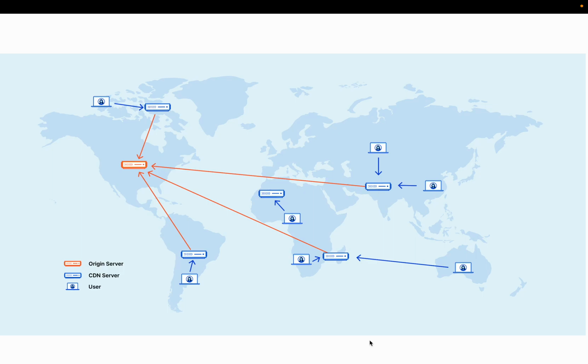In this video, I'll be talking about CDNs, which are nothing but content delivery networks. By definition, a CDN is a group of servers distributed in different geographical locations. Consider an example wherein you are accessing an e-commerce site and searching for a product, and the images are loading slowly.